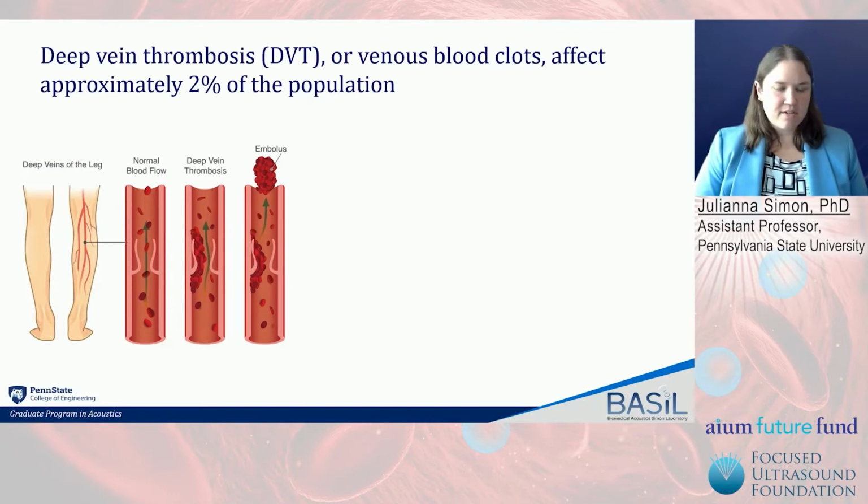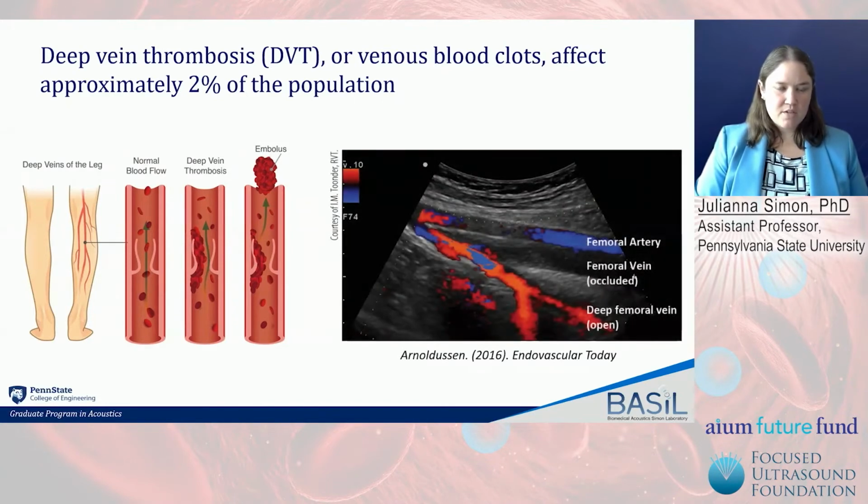There are about 100 to 300,000 deaths per year from DVT in the US at a cost of about $15,000 per episode. Now, DVT is usually diagnosed by duplex ultrasound. MRI or venography can also be used. Here's just a lovely image of DVT with duplex ultrasound showing the femoral artery, the femoral vein, and we're getting no flow in the femoral vein that's occluded. The deep femoral vein is still open.